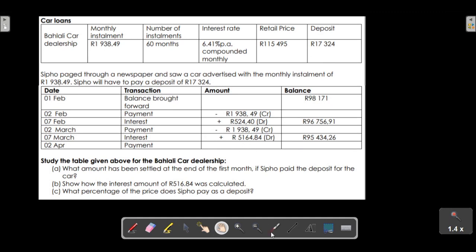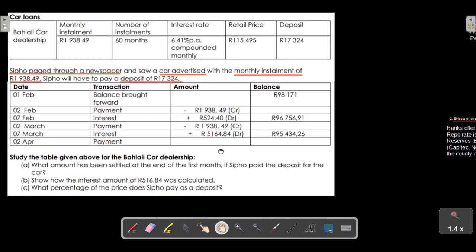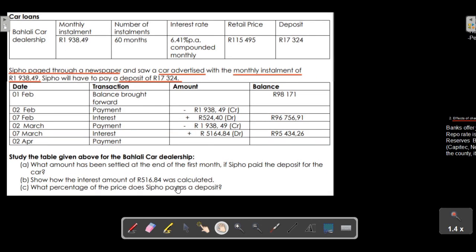Now we are being presented with this: Sipho paged through a newspaper and saw a car advertised with a monthly installment of 1,938.49. Sipho will have to pay a deposit of 17,324. So as I said, guys, the terms differ.